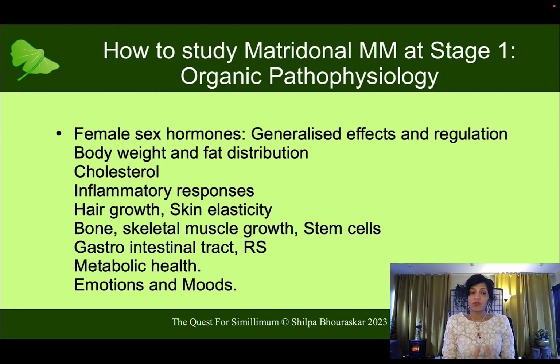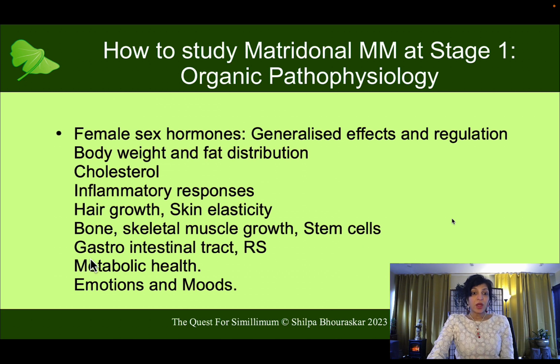And then you're not just looking at female reproductive system information. You're also looking at the generalized effects of these remedies, and they have action and affinities for fat distribution, body weight, cholesterol transport, and inflammatory responses in the body. So a strong role to play in metabolic syndrome, then hair growth and skin elasticity. So health of the skin and the hair forms an important sphere of action. Bone, skeletal muscle growth, stem cells, increasing, decreasing these stem cells or issues with stem cells, and you have these remedies coming up strong there.